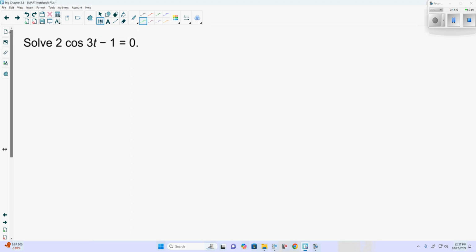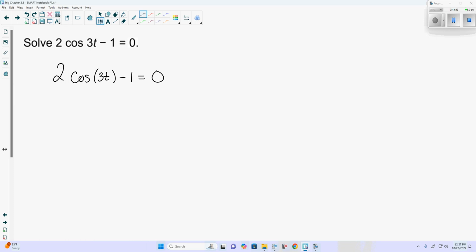Solve 2 cosine of 3t minus 1 equals 0. Now, there are parentheses around the 3t. 3t is inside of our cosine function. The minus 1 is not.